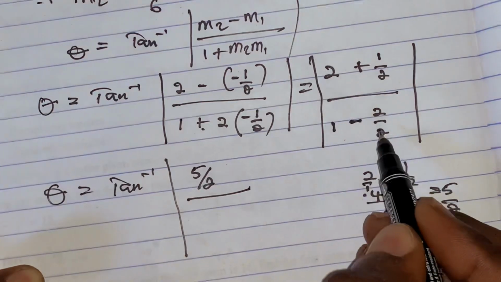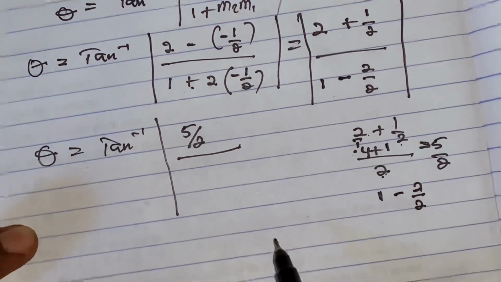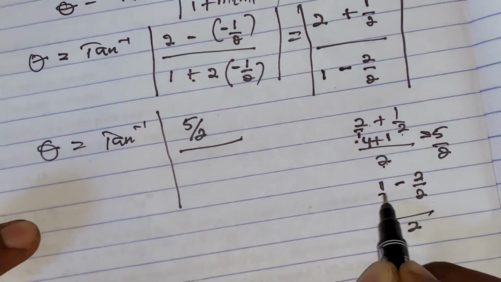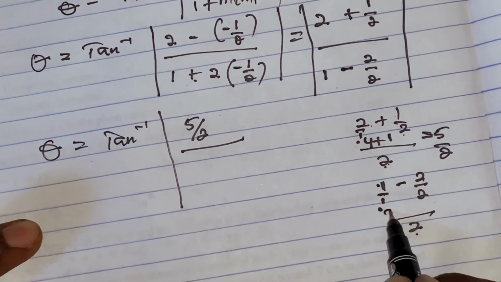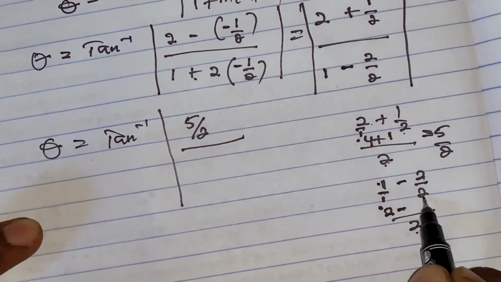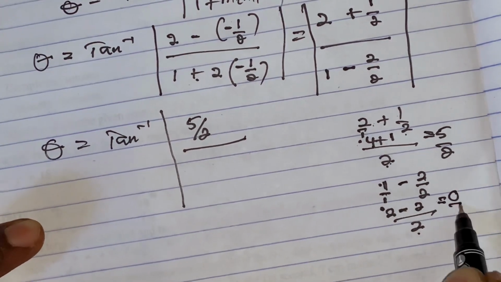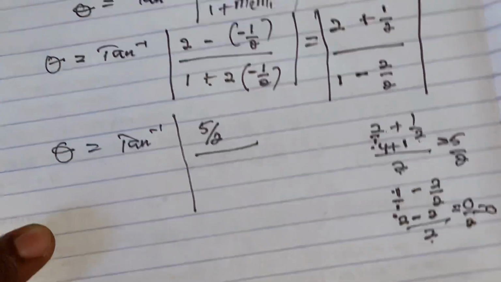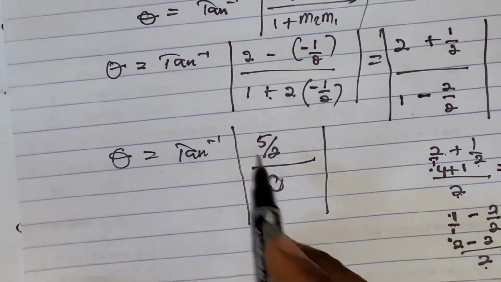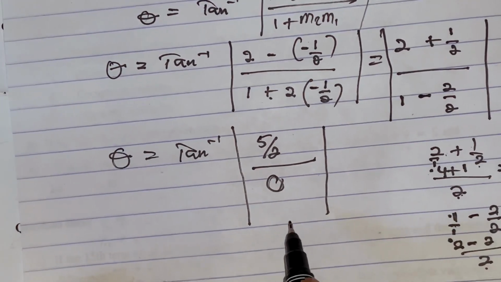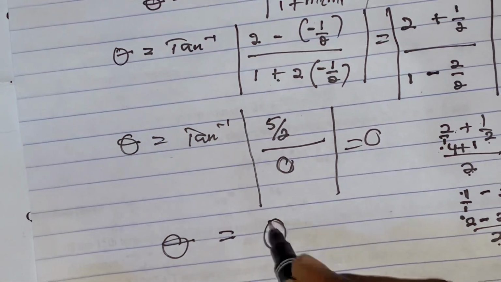Then now let's take the LCM of the denominator. We have 1 minus 2 over 2. We take 2. We have a division of 1 here: 2 divided by 1 is 2, 2 multiplied by 1 is still 2, minus 2 divided by 2, which is 1, then 1 multiplied by 2 is 2. So here we have 0 divided by 2, which is 0. So here we have a division by 0, and we know that any number divided by 0 is undefined. So this would be 0, and theta would be 0 degrees.